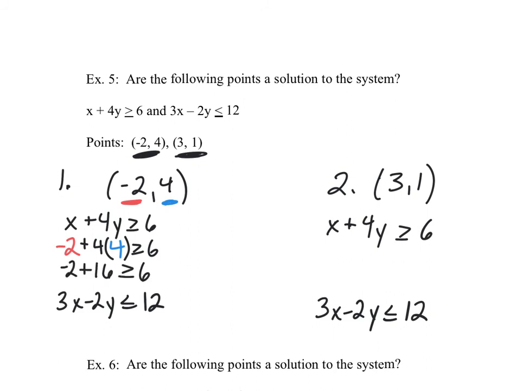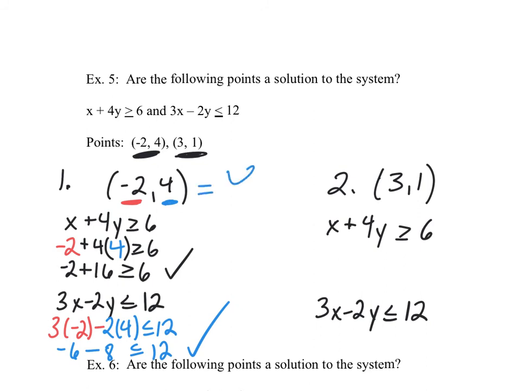We said yes, right? That works. Yeah. And then same thing down here. 3 times -2 minus 2 times 4. We said that was -6 minus 8. We know that's less than 12, so that one works too. This is a solution. This point. Now we just have to check the second point.